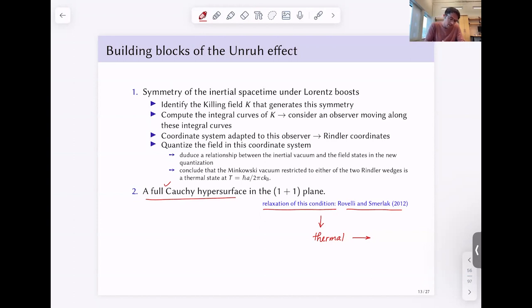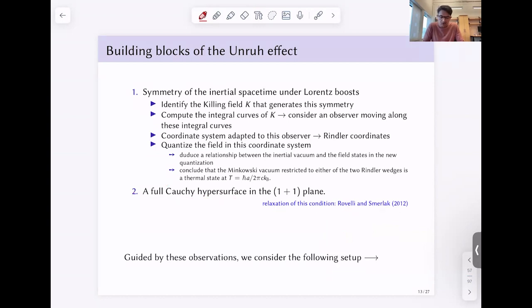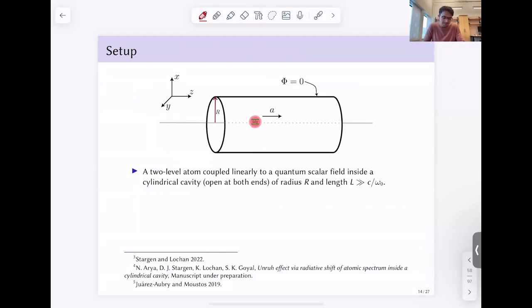So we will not go into such a domain; we'll stay on the path of the standard Unruh effect. Guided by these observations, we consider the following setup. The point I'm trying to make is that you need to leave the Lorentz boost symmetry of the inertial space-time untouched along one space dimension. Then you can play around with the two remaining spatial dimensions. That's why we are considering a cylindrical cavity which is open at both of its ends, and an atom oscillating along the axis of the cavity. The length of the cavity is assumed to be much larger than the length scale associated with the atom. The radius of the cavity is R.